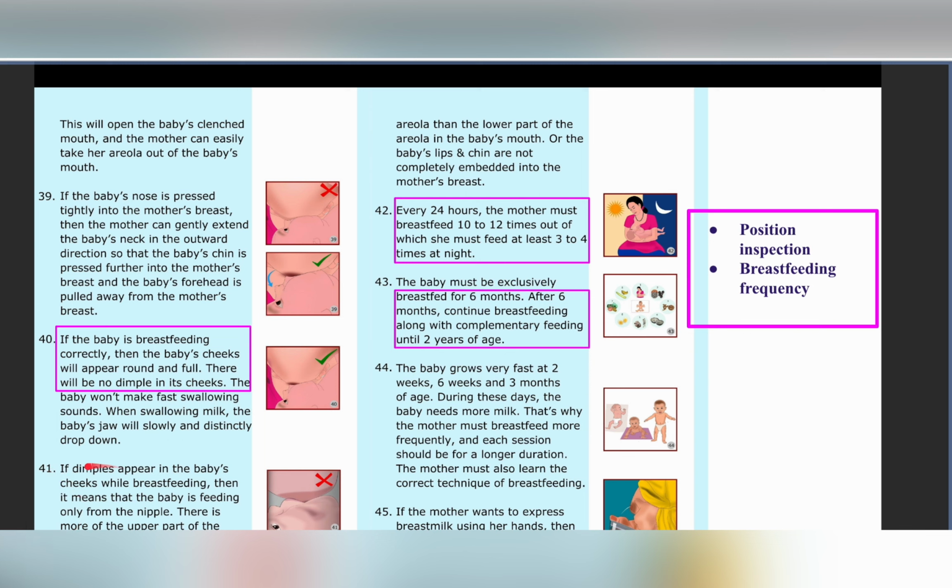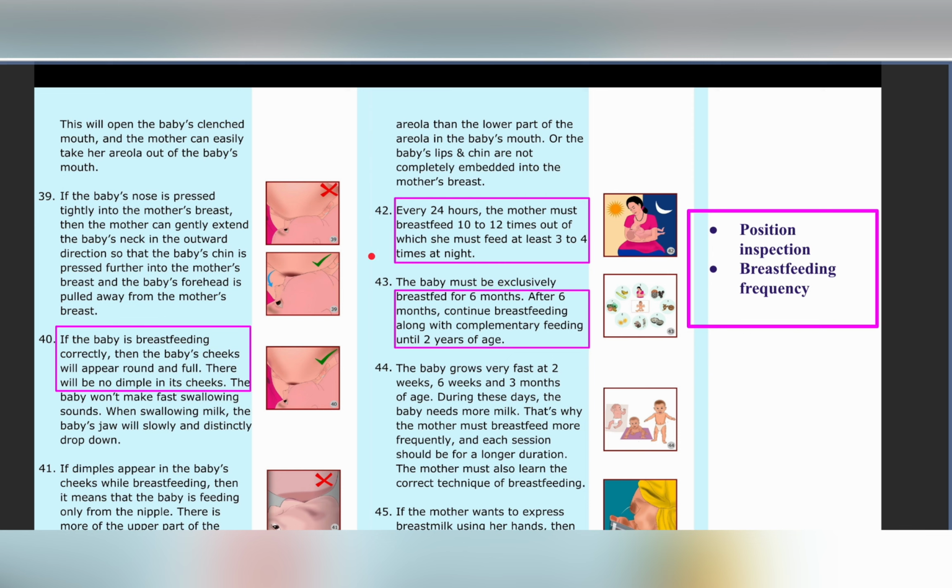Next, point number 41, as we can see, if dimples appear, that means the baby is nipple feeding. So more than the lower part of the areola, it is the upper part which is more in the baby's mouth, and that is not desirable. Hence, proper technique education and proper technique acclimatization are important, so that the baby is not nipple feeding and there is deep attachment of the baby to the breast tissue.